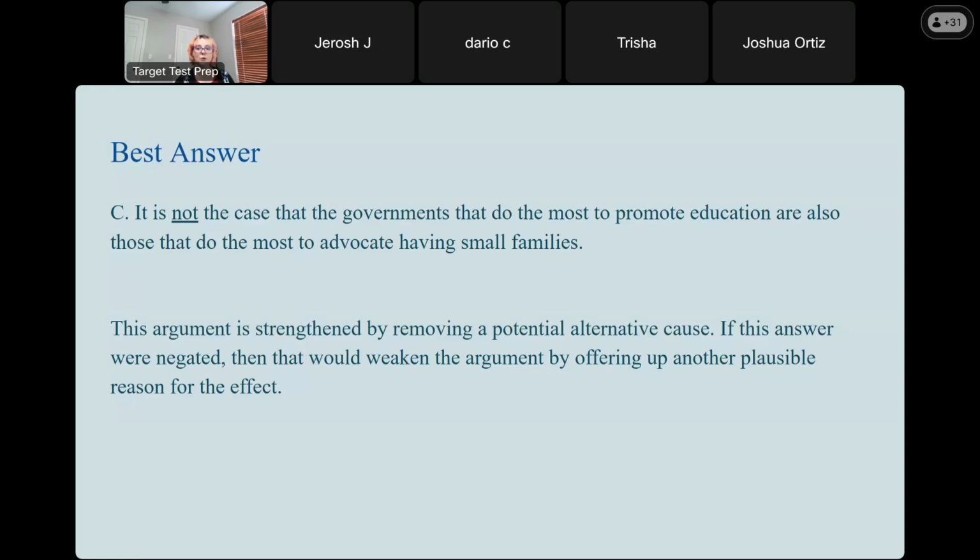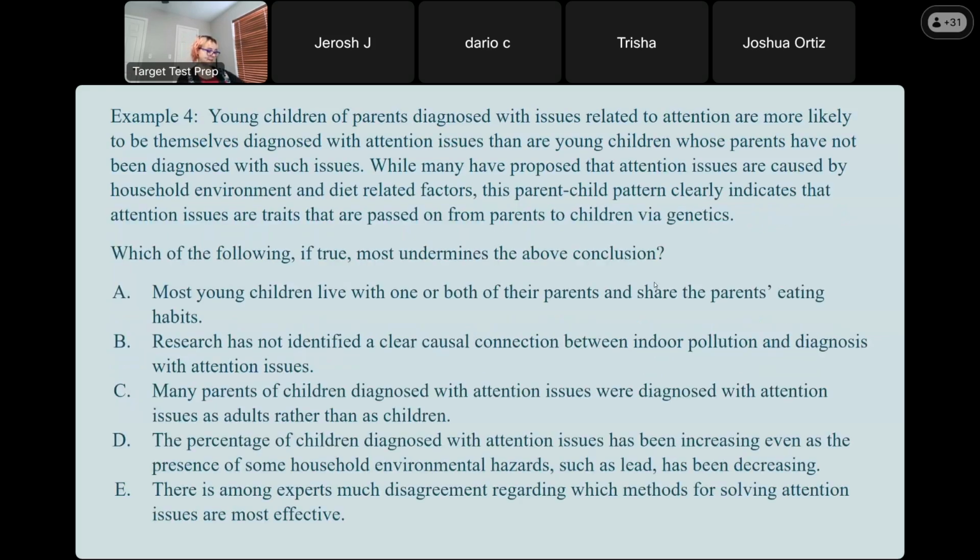I definitely wouldn't rule out any percentage or number change in an answer choice solely based on that, but it is important that you match what the answers are saying. Let's see here. All right, next example.